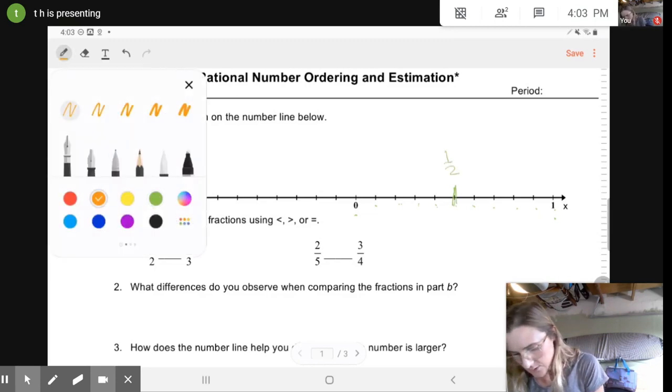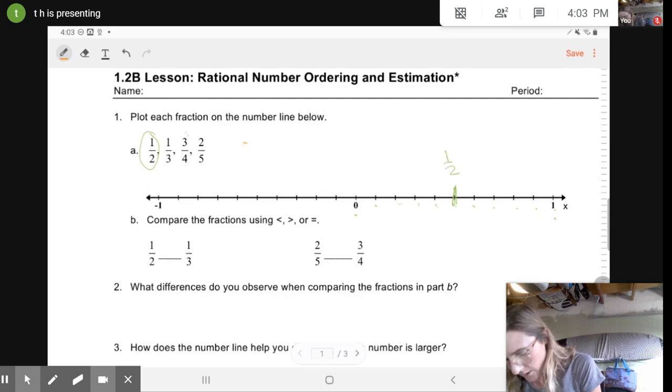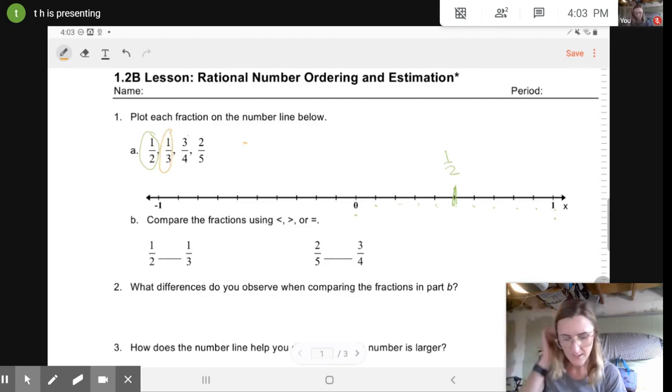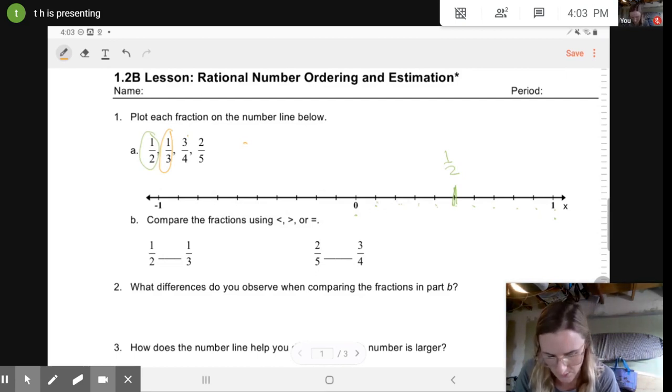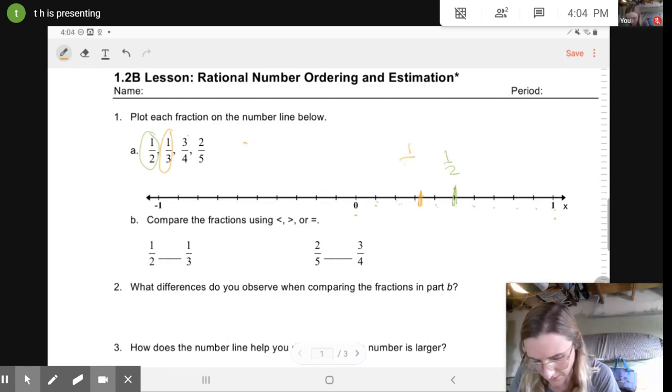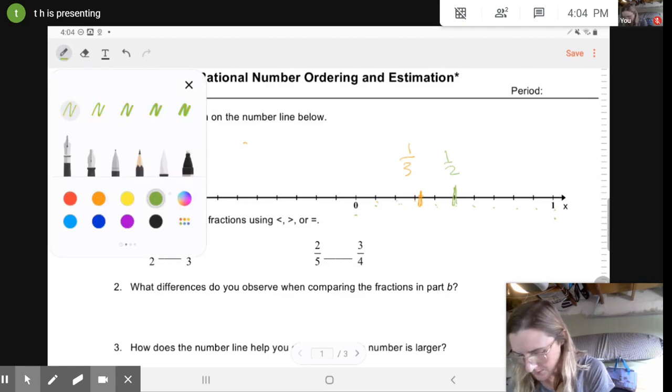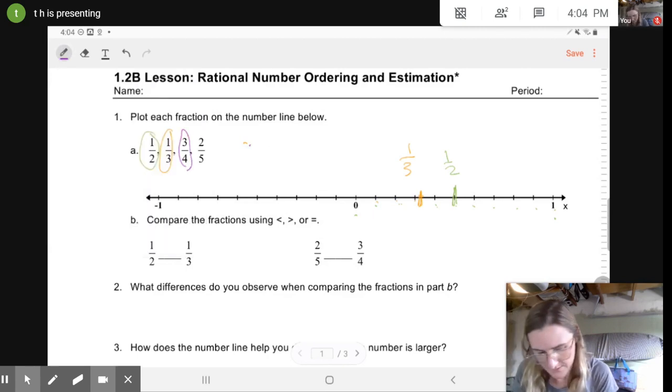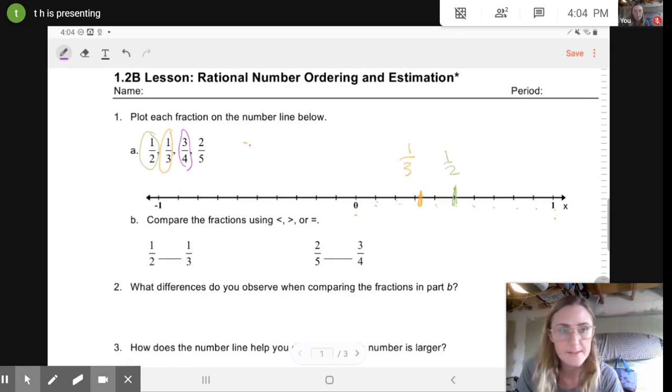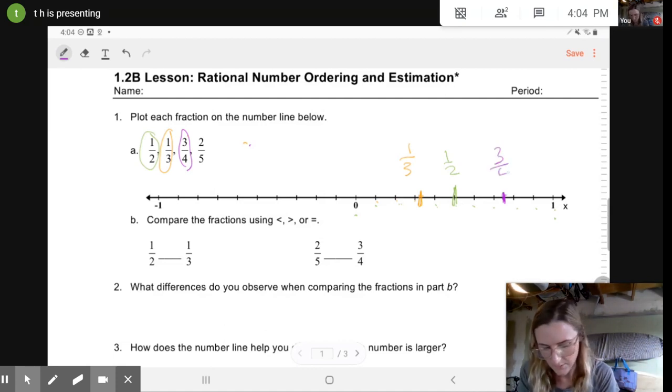If I'm going to do 1/3, I'm going to approximate 1/3 of 10 sections. So 1, 2, 3, and just a little bit more. So another third here. So this would be 1/3. If I'm going to do 3/4, 3/4 would be 7.5 out of 10 sections. So this is 6, 7, 0.5. This is 1, so it's halfway in between half and 1. So this is my 3/4.